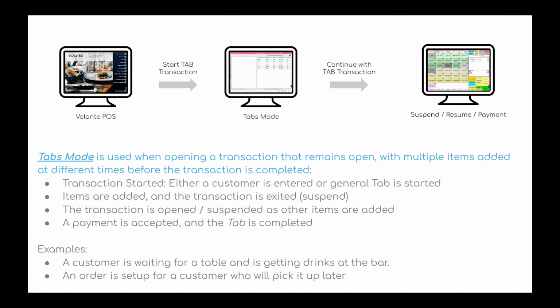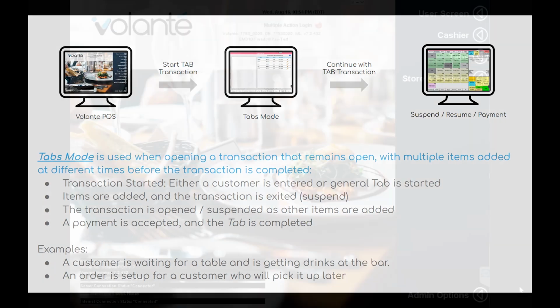Some of the examples we may see of tabs mode is a customer may be at the bar getting drinks waiting for a table to open up, or we may have an order set up for a customer who may come by to pick it up later. Your specific location may have other uses for tabs mode based on your processes and procedures. Let's take a look now at the Volanté POS.